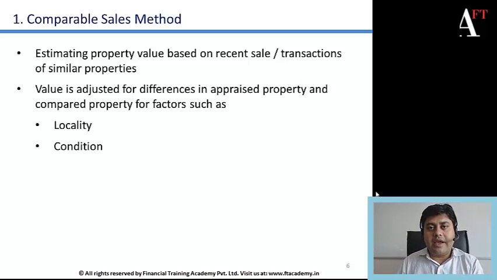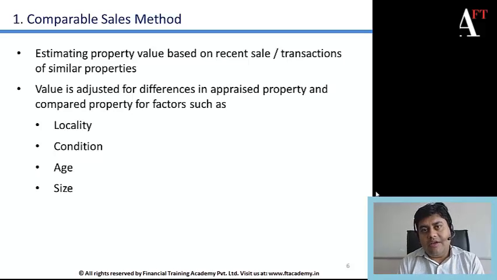The second factor that is adjusted for is the condition of the property. If the property that you are selling, or the bungalow that you are selling, is newly furnished, or if the building is recently constructed, etc., then it will obviously fetch a better price than the property you are comparing to, which is an older property. The age of the property: condition and age both go hand in hand. Obviously, the younger the property, the better the condition in most cases.